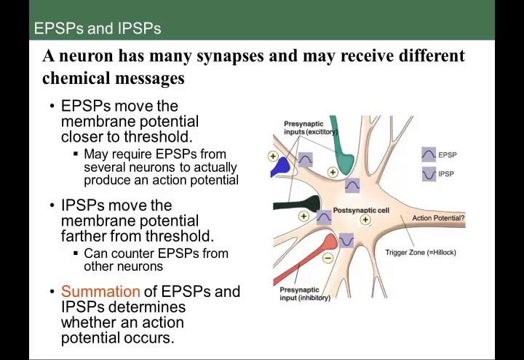Okay, and so if you have more IPSPs than EPSPs, the cell is likely to do nothing. It's been inhibited from responding. But if you have more EPSPs due to the opening of sodium channels or calcium channels causing enough depolarization that the threshold level is met, you will then have the action potential generated, and basically that action potential will be generated again here at the axon hillock.